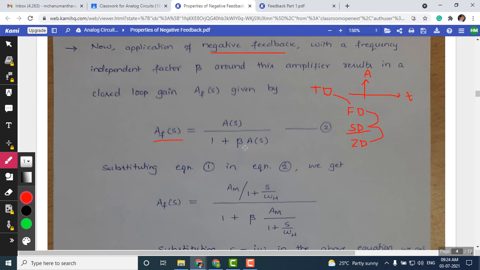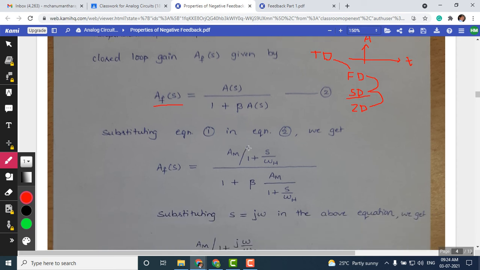as AS divided by 1 plus A beta. You are already familiar with A divided by 1 plus A beta, but wherever there is a gain, we have added S as the parameter here. This shows that we are in the S domain. Earlier, without writing this, it was the time domain only. That is something students should be familiar with. This formula is written straight away based on the gain with feedback, A divided by 1 plus A beta.